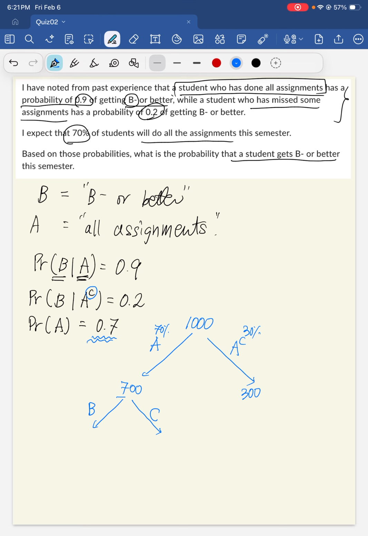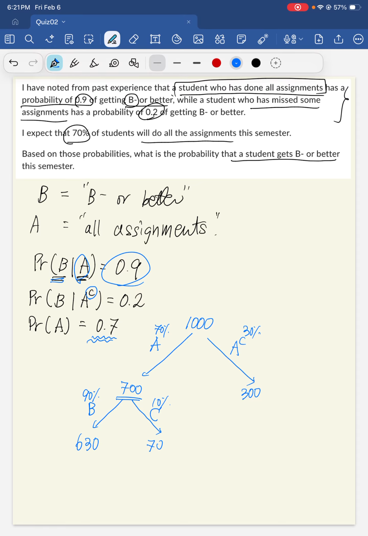So out of 700 students who finished all the assignments, 90% will get B minus or better because they satisfy this condition, and this is the probability. So it is 90% and 10%. 90% of 700 is 630. And 10% of 700 is 70.